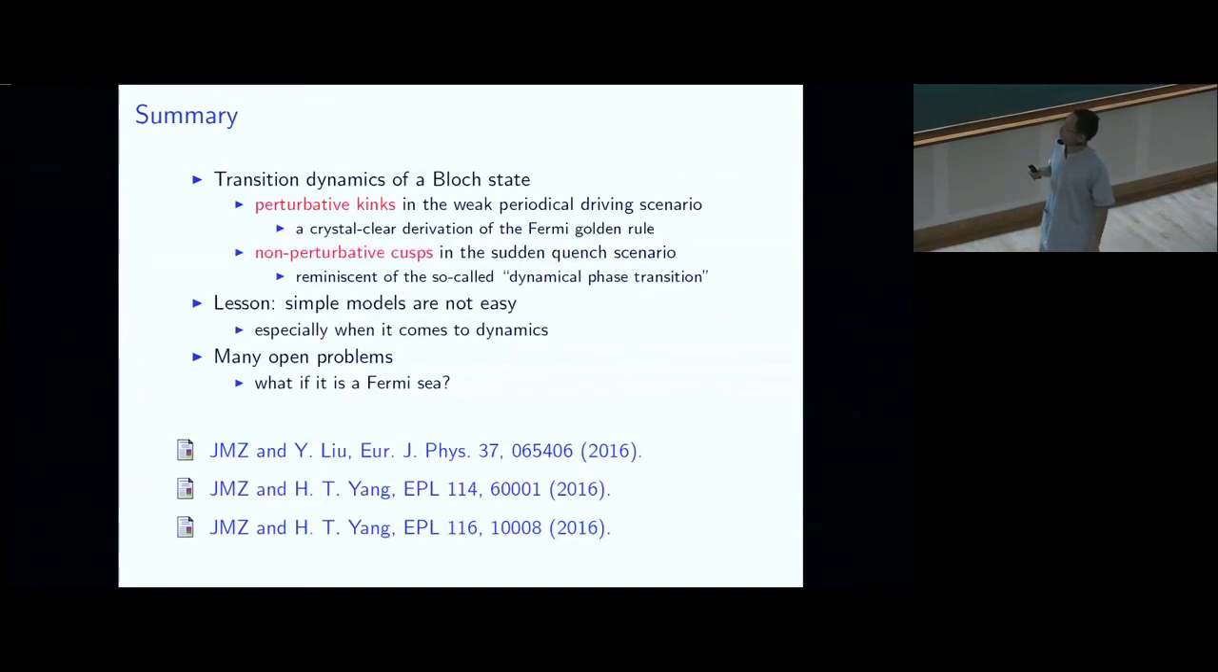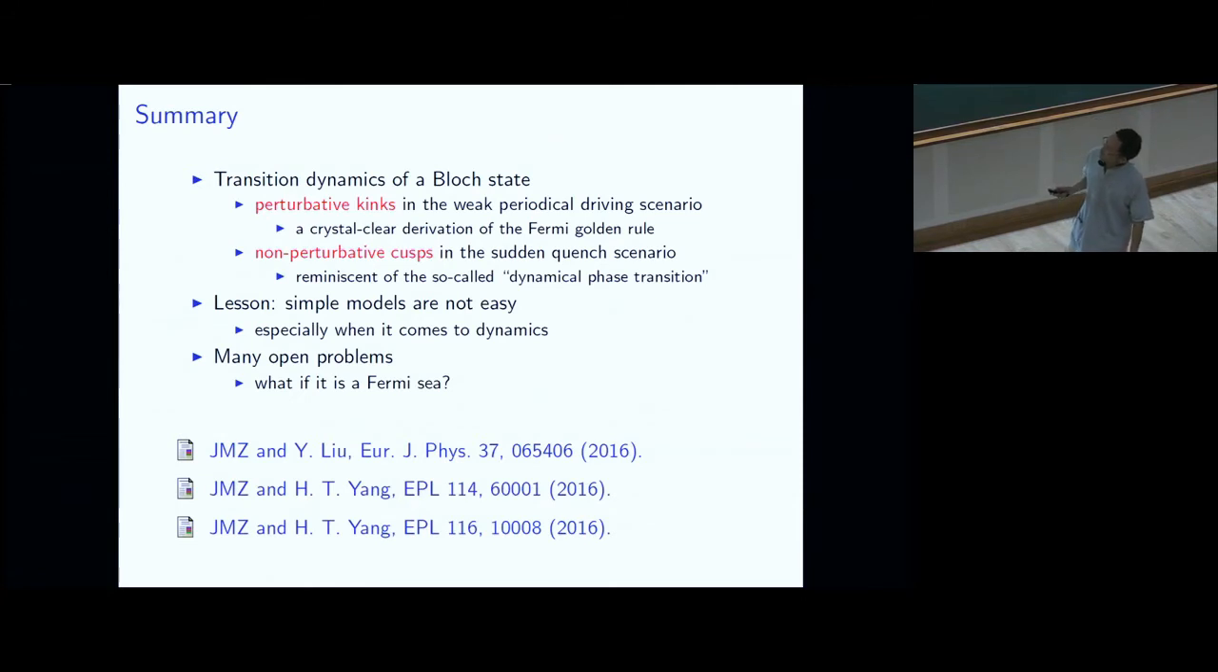The lesson is that simple models are not easy, especially when it comes to dynamics. Of course, the static property of our problem is very simple. We have a very good picture of the eigenstate. So far, we don't have a good understanding of the dynamics.